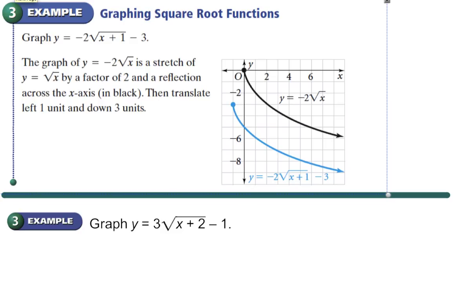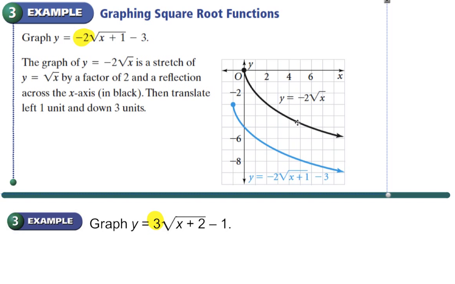Taking a look at the textbook example. All right, now we have added a little bit of fun with respect to this right here. We've incorporated something new, so we have to take that into consideration. The graph of y equals negative 2 square root of x is a stretch of y equals square root of x by a factor of 2 and a reflection across the x-axis. So they sketched that. That's what they have here, okay?